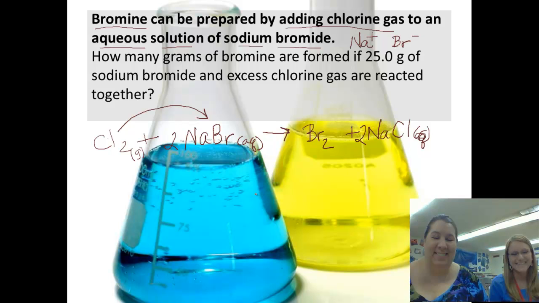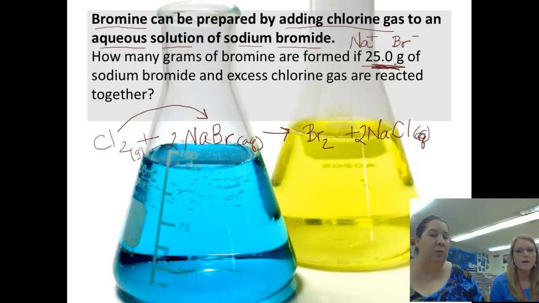Anyway, now it says how many grams of bromine are formed if 25 grams of sodium bromide and excess chlorine. That means you have all the chlorine that you need to react. So you have plenty of it, you're not going to run out of it, but I only have 25 grams of this. So we can already tell just by looking at this that this is going to be my limiting reactant. They haven't quite learned what that is yet, but they will soon. Yeah. They probably figure out what it means pretty easily.